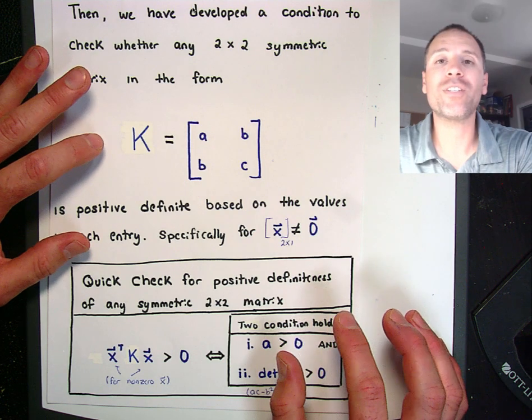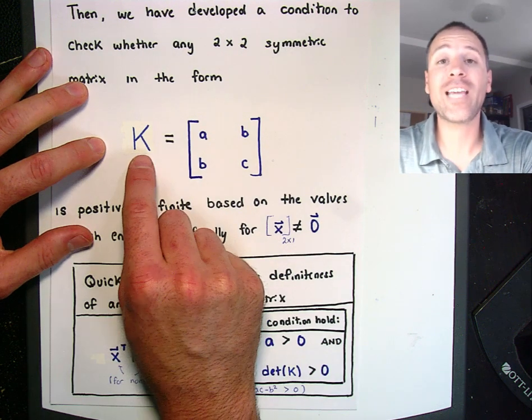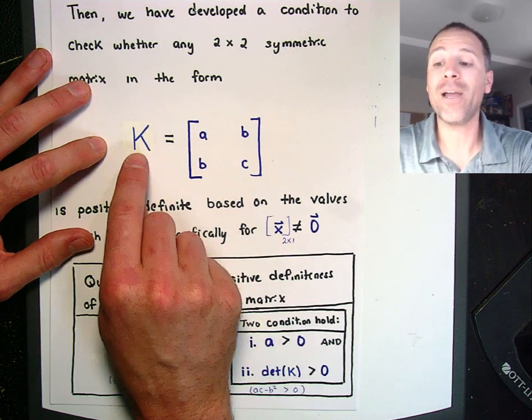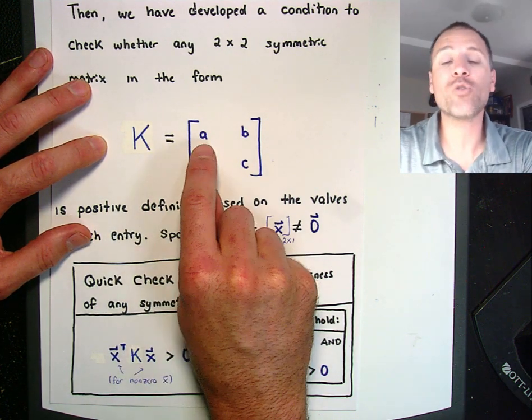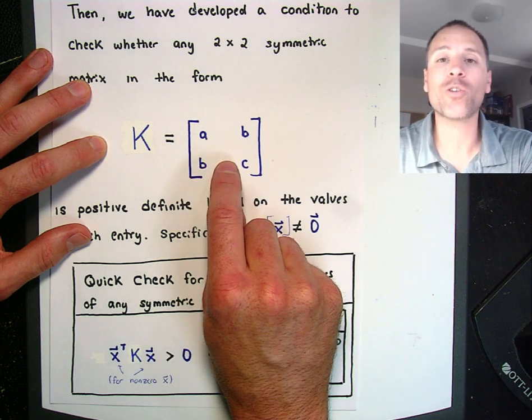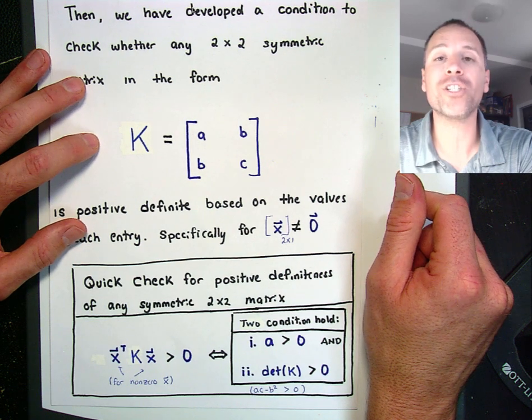The end result of all this analysis is that we have an answer to the question. When is the matrix K, a 2 by 2 matrix that's symmetric, positive definite? Well, the matrix K is positive definite if and only if we know that entry 1, 1 is positive and the determinant of K is also positive. That's going to be a quick check that we use in later portions of this course.